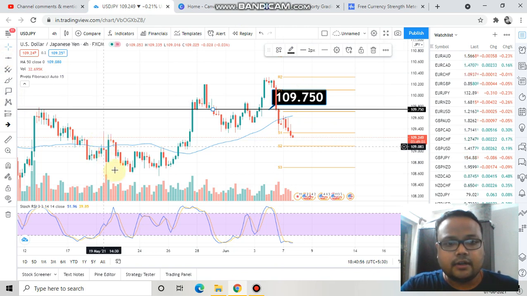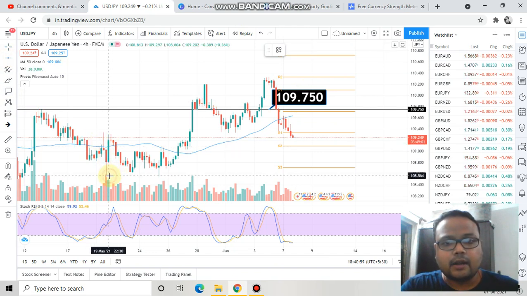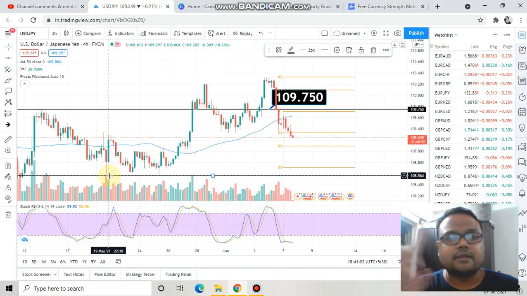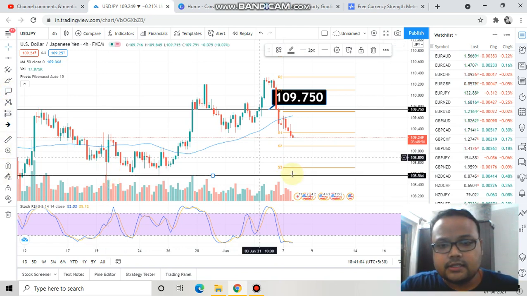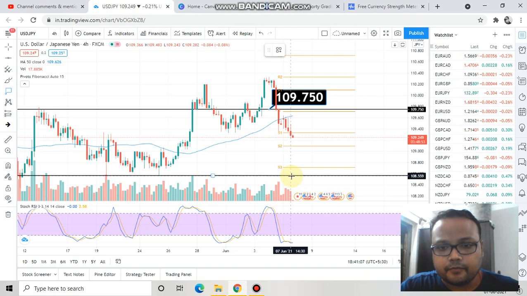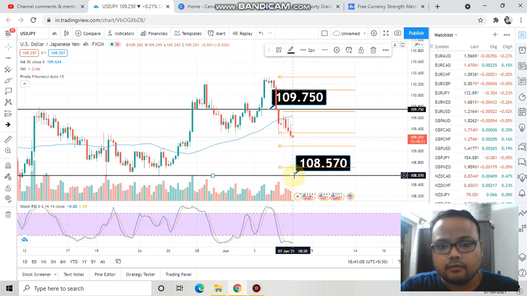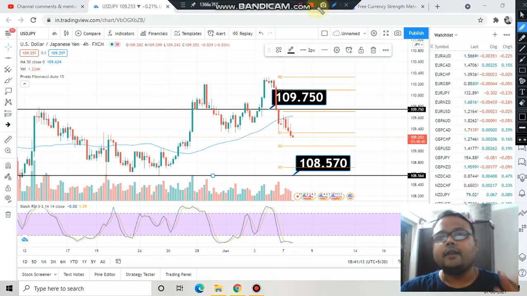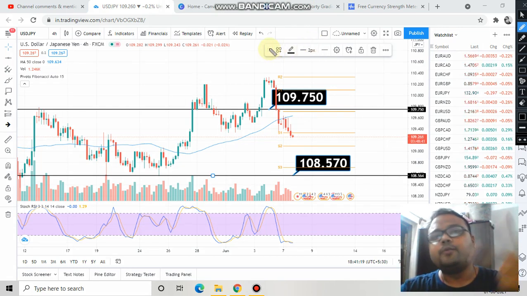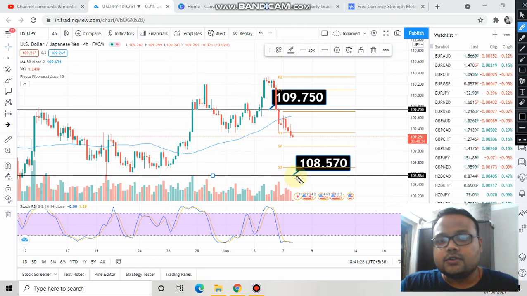On the other hand, we saw that this level is also acting as support to the market. So on the downside, we have a support. This is the support for us right now. As we all know, unlike a trending market, in a sideways market we get opportunities on both sides. We can short the market at the resistance, and we can also go for a buying order at the support. So right now this is the support one.